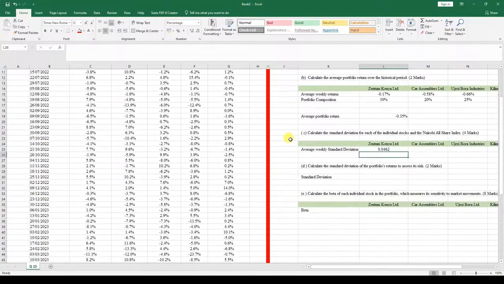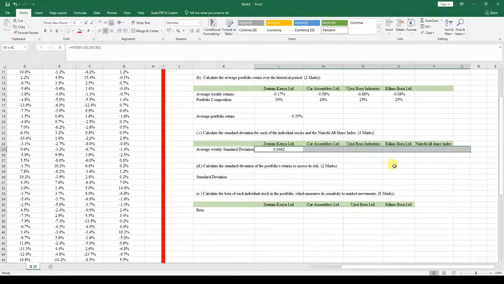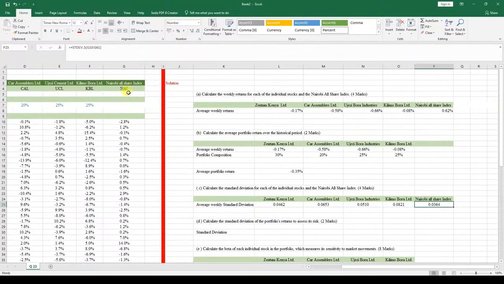And we move up over here like this, we can see we already have that given to us there. And if we drag it towards the right, up till All Share Index, it will actually pick the standard deviation. Remember, this one is picking the standard deviation of the sample for the Nairobi All Share Index right here.